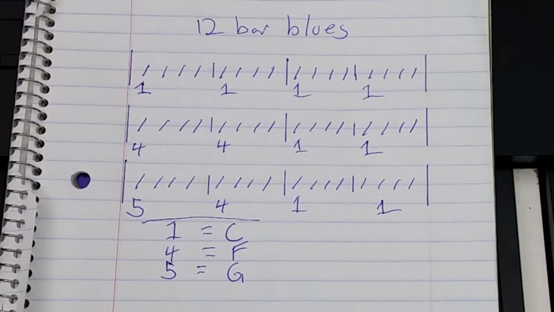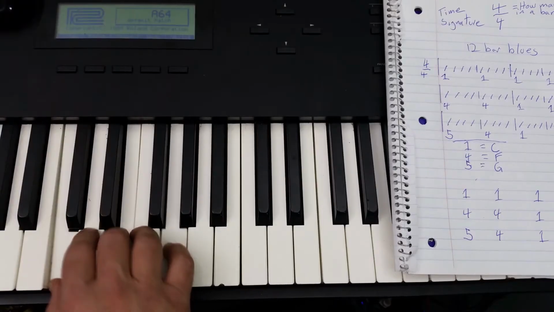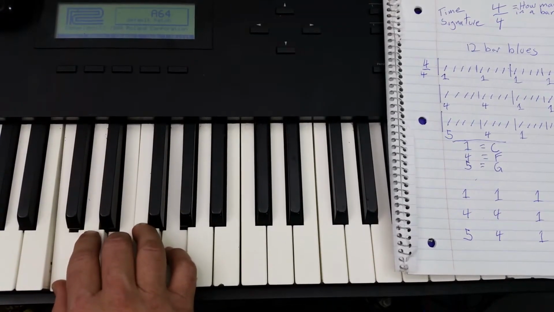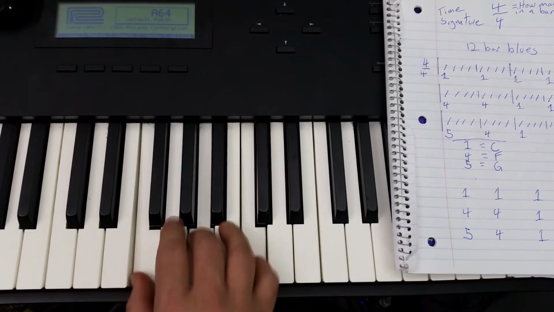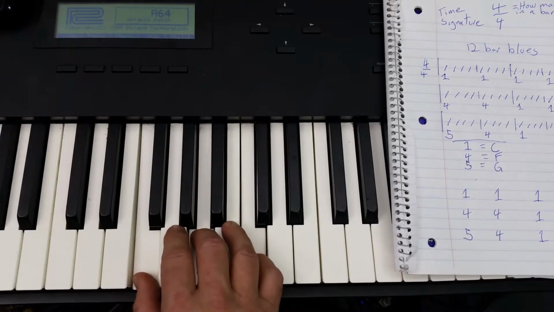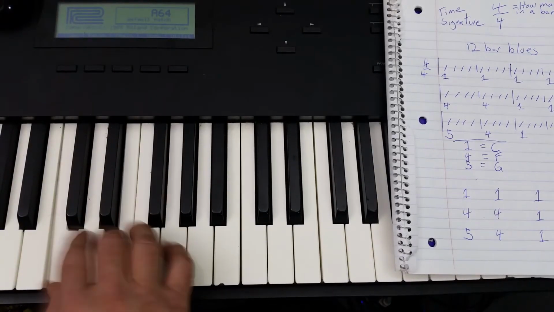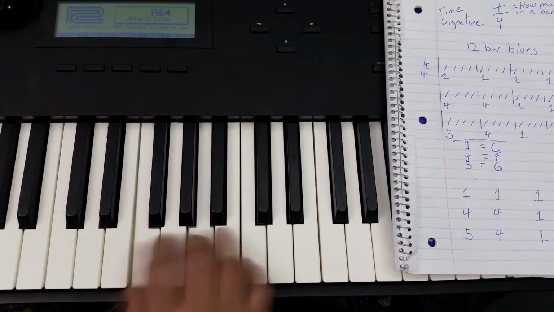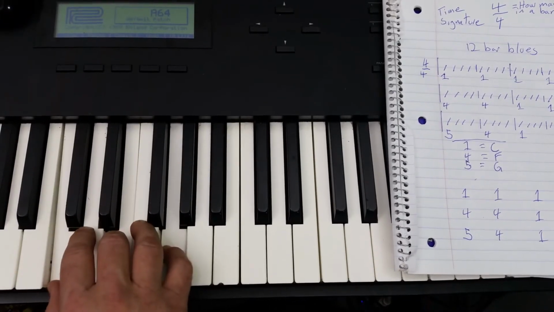1, 2, 3, 4, 2, 2, 3, 4, 3, 2, 3, 4, 4, 2, 3, 4, 4 chord, 5, 2, 3, 4, 6, 2, 1 chord, 7, 2, 3, 4, 8, 2, 5 chord, 9, 2, 3, 4, 10, 2, 3, 4, 11, 2, 3, 4, 12, 2, 3, 4. And again, counting through all 12 bars a second time.